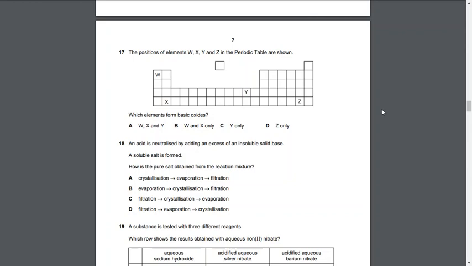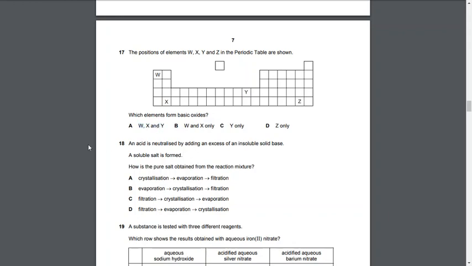But when we talk about Z, no, it won't form a basic oxide. It's from group 7, and group 7 usually does not make basic oxides. Make sure you're focusing on the word oxides. So it's going to be W, X and Y, which is option A. So A is the right answer.